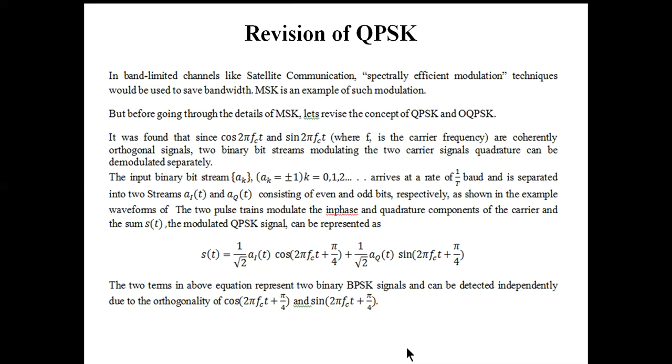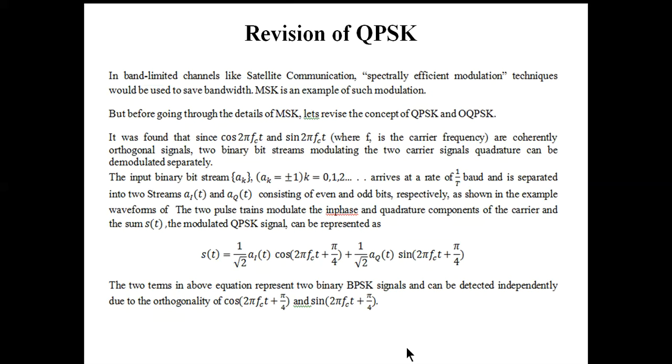We already know that cos 2 pi fc t and sin 2 pi fc t, where fc is the carrier frequency, are known as orthogonal signals. That means these two signals can be used for detection purposes without any problem, and they are known as quadrature signals. So, two carrier signals which are quadrature in nature, that means their phase difference is pi by 2.